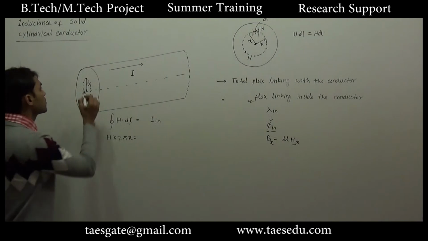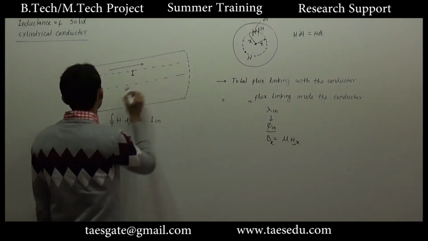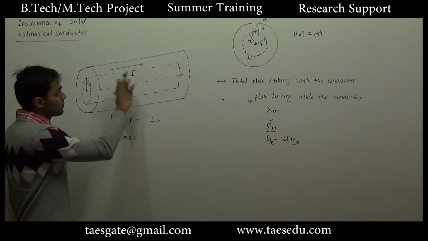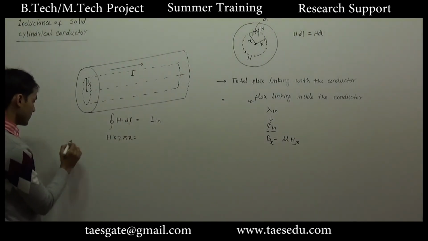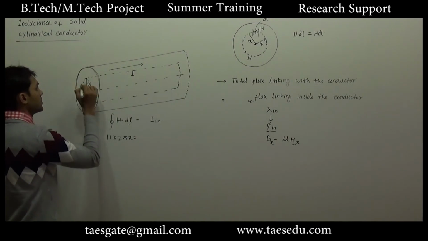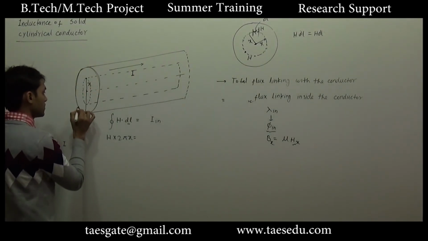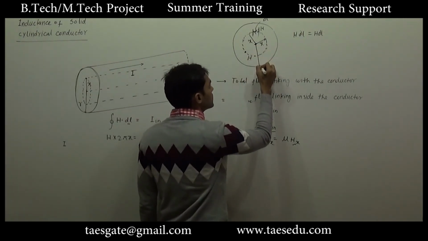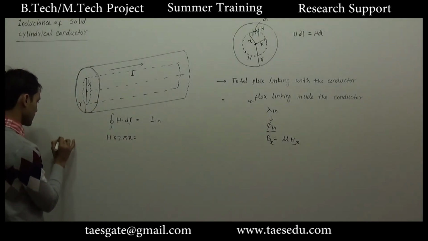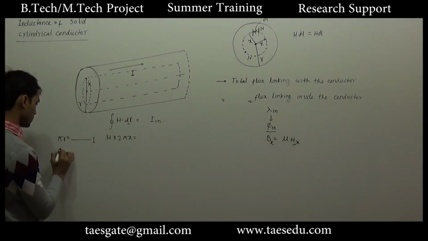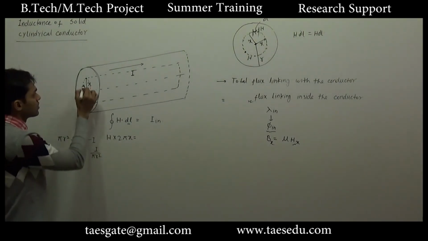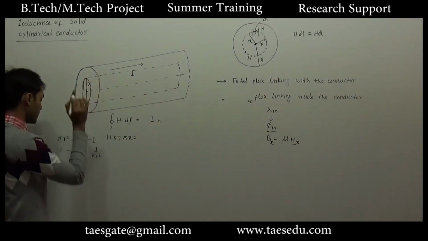Now what is the total current enclosed by this surface? The total current carried by the conductor is I. Let's say the radius of this cross-section is small r. So the total current carried by the cross-sectional area pi r square is I, and the current carried by unit area will be I by pi r square. And what is the area enclosed by this periphery? This area is pi x square.